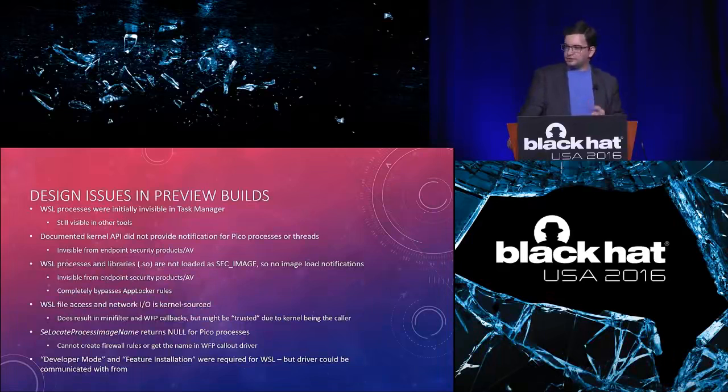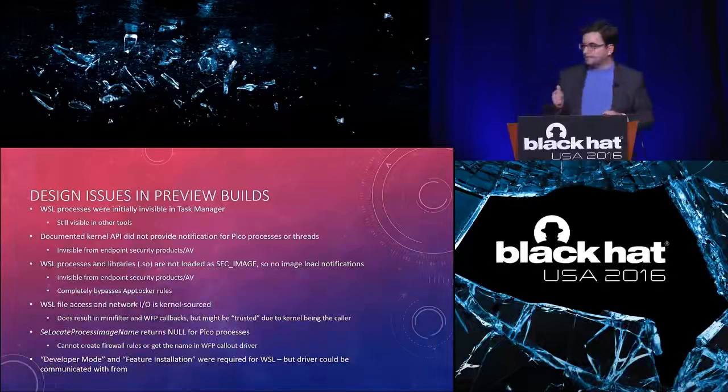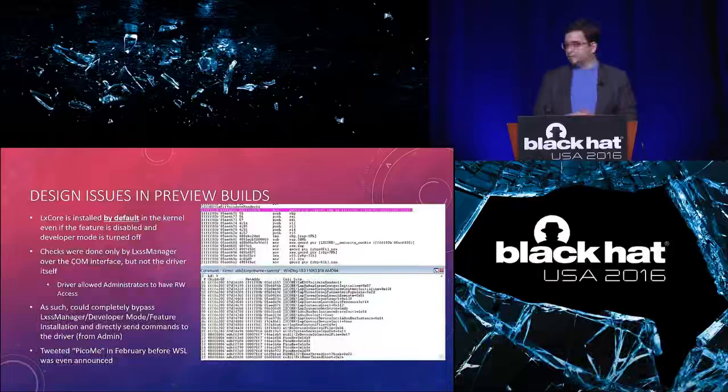And then any file access and any network access appears like it's coming from the kernel, right? Because LX Core is actually doing the access. It will be pointing to the PID and the TID in user mode that's actually doing this, the actual Pico process, but the previous mode will be set to kernel. So you might trust this I/O because it looks like it's coming from the kernel, unless you look deeper and you see that it's coming from user mode. And there's an API that vendors can use to get the name of a process. For a Pico process, this returns null. So if you somehow saw some malware doing something in a Linux environment, and you wanted to get its name, you got back null. And then all of this was hidden behind this developer mode and feature installation that basically said if you want to use any of these features, you have to be in developer mode.